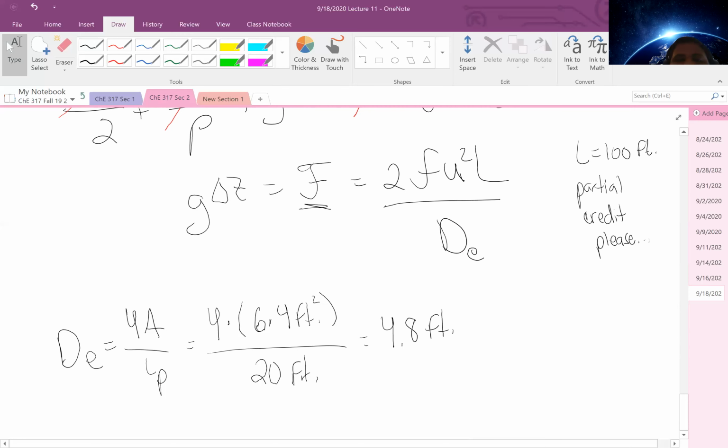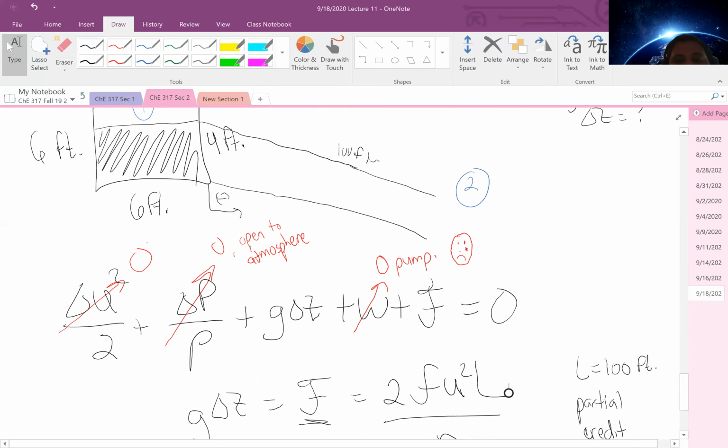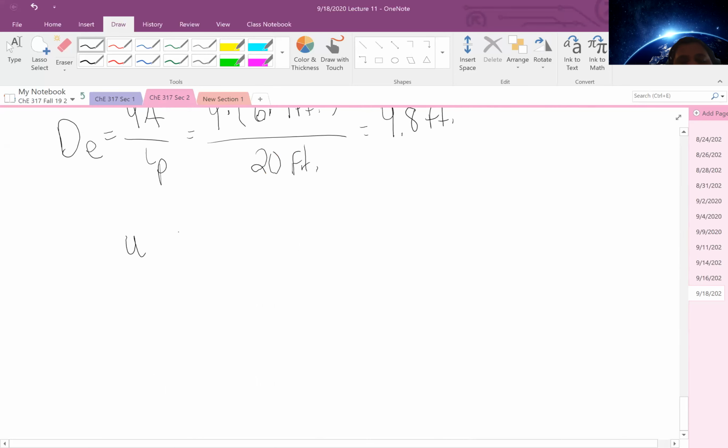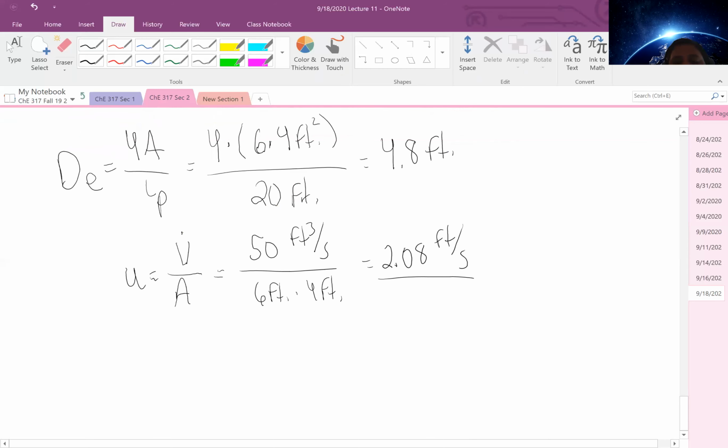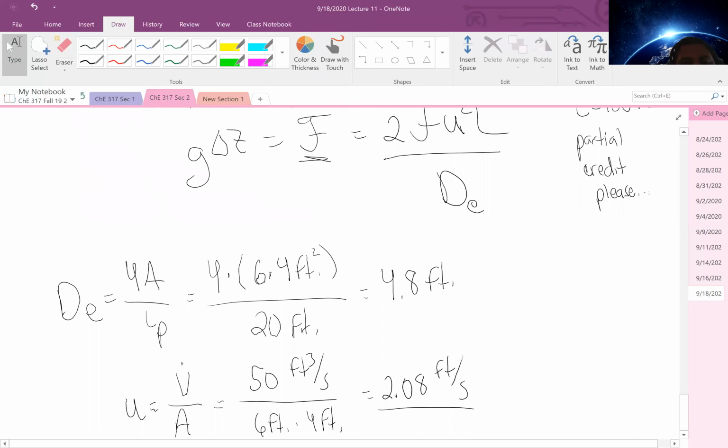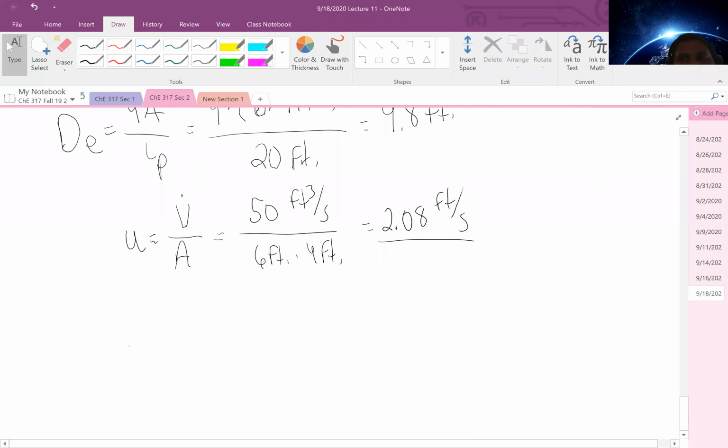Now to solve for my velocity, I simply look at the flow rate over the cross-sectional area, or 50 cubic feet per second divided by my area, which is 6 feet times 4 feet, or 50 divided by 24, and approximately 2.08 feet per second. With this in mind, I can then solve for my Reynolds number.